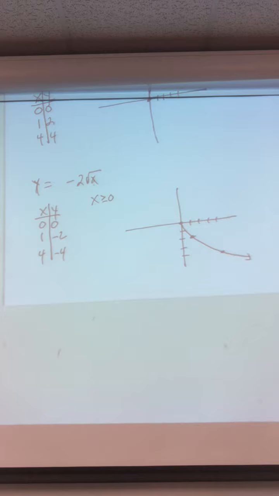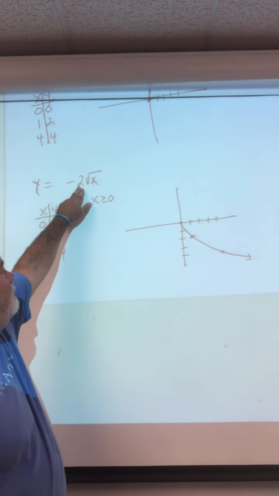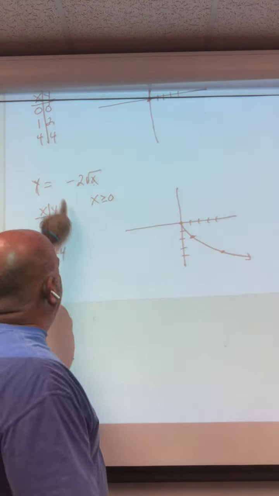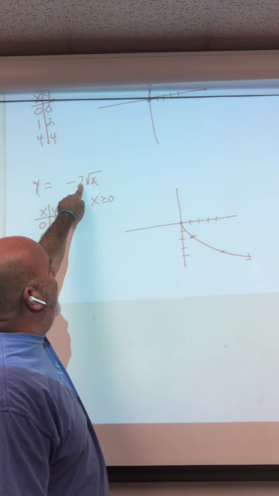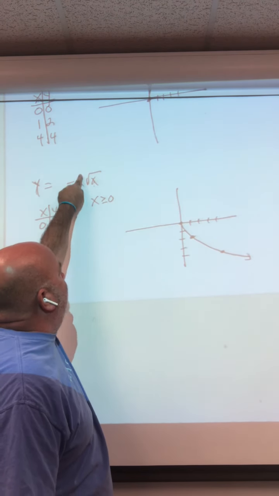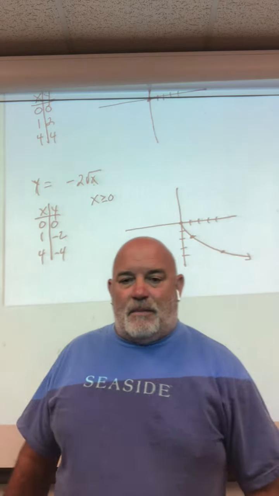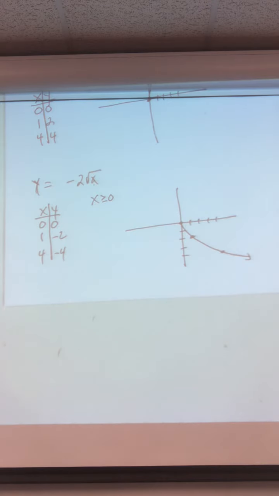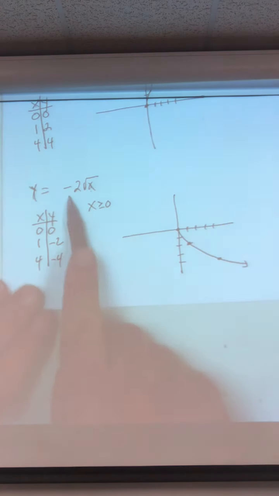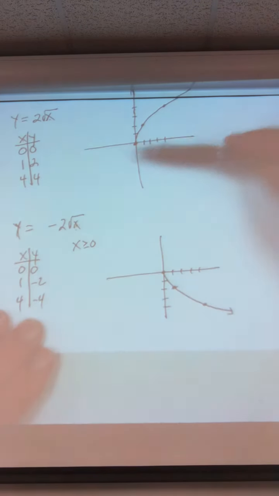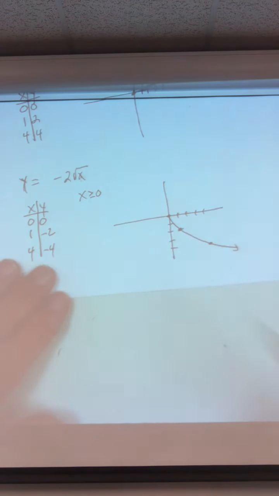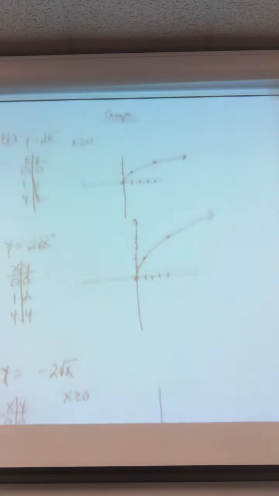So what happens now, if this number in front is positive, it's always the upper half of the u. If the number in front of the radical is a negative number, even if it's just a negative 1, you're going to be looking at the bottom half of the u shape. So the number in front of this radical affects it in two ways. The bigger that number is, the wider it is. And if that number's negative, you're looking at the bottom half instead of the top half. All right, let's keep going.